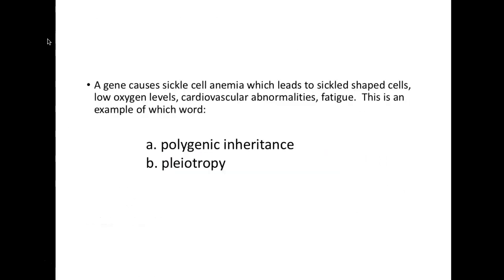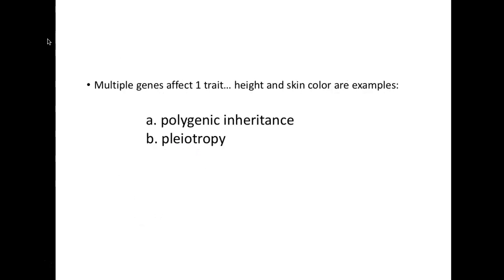Okay, wild type and mutant. Wild type means dominant. Mutant means recessive. Give an example of a sex-linked trait. That's number 31. Color blindness is a sex-linked trait or disorder. Hemophilia. Eye color in fruit flies.